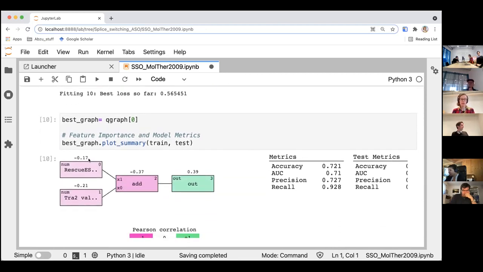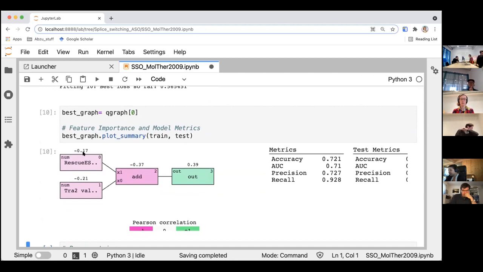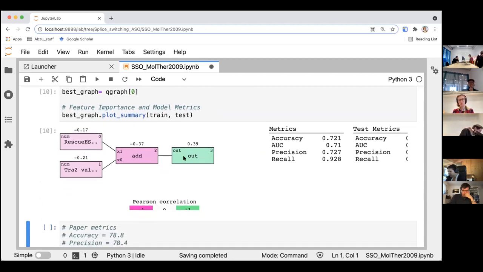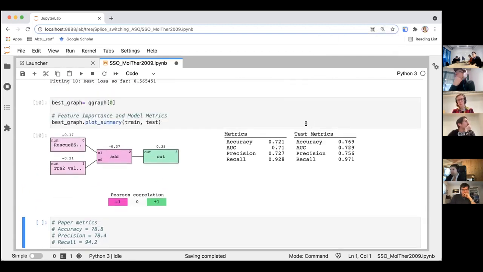We can look at it. So the numbers above each of these nodes, that's the Pearson correlation to the output. So we can see here that the hexamers from the rescue, that's hexamers that are present in these ESE sites. And the TRA2, that's this SR protein, a splicing factor, you could call it an SR protein. And the metric for the train set is over here, and for the test set, now it's cut off. It became a bit smaller now. I hope you can still see it.